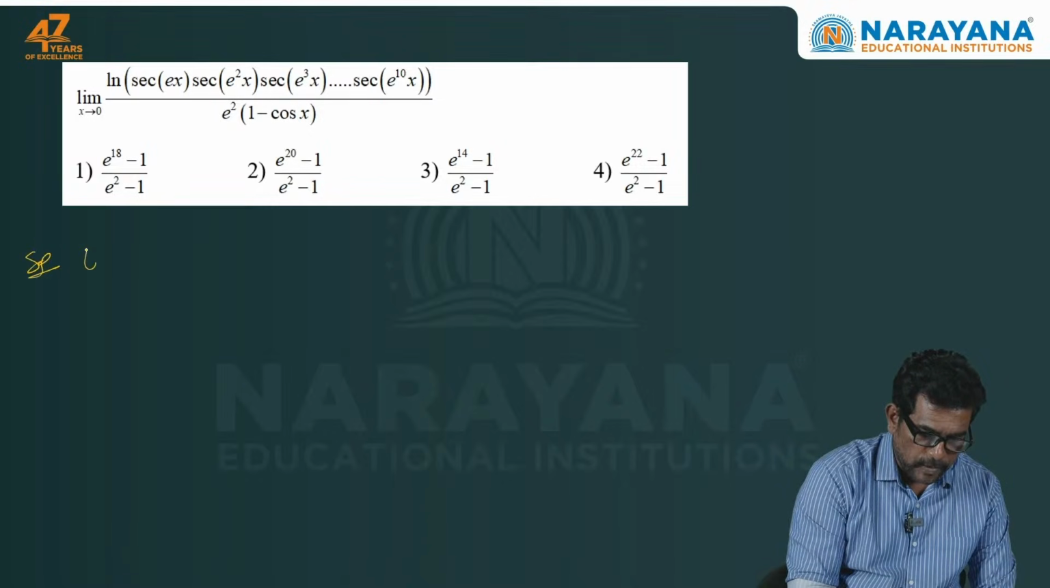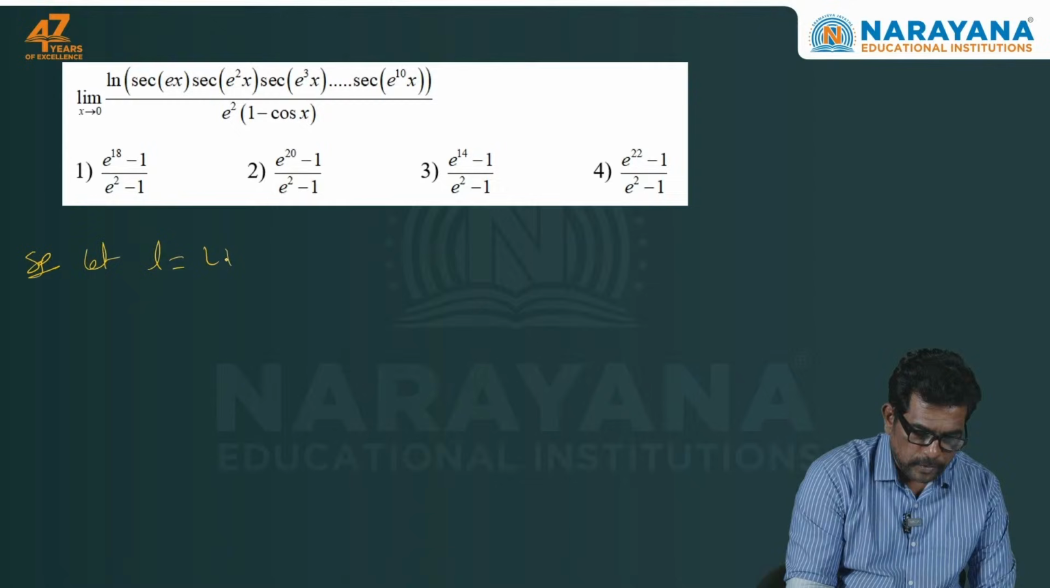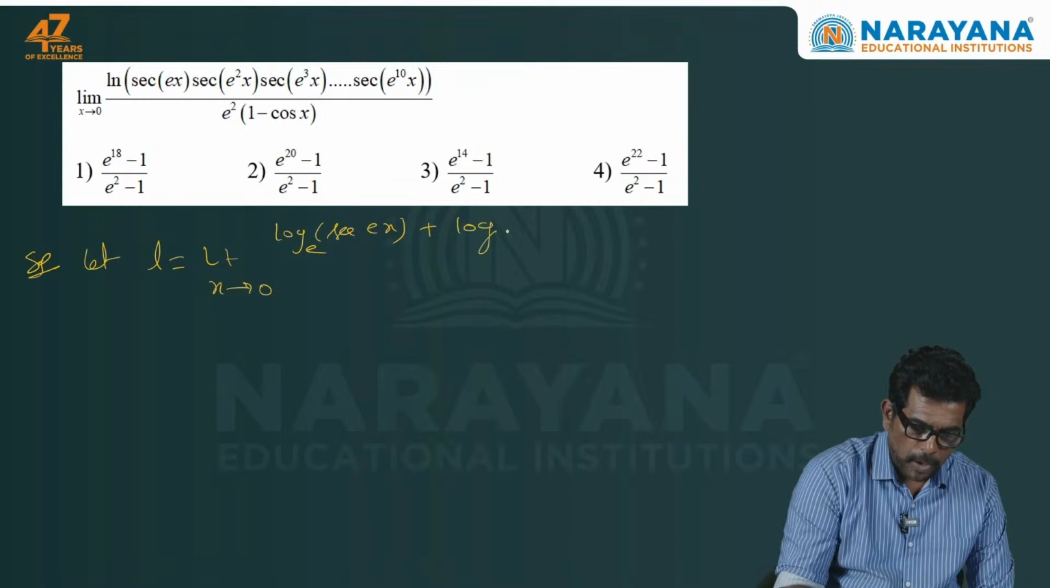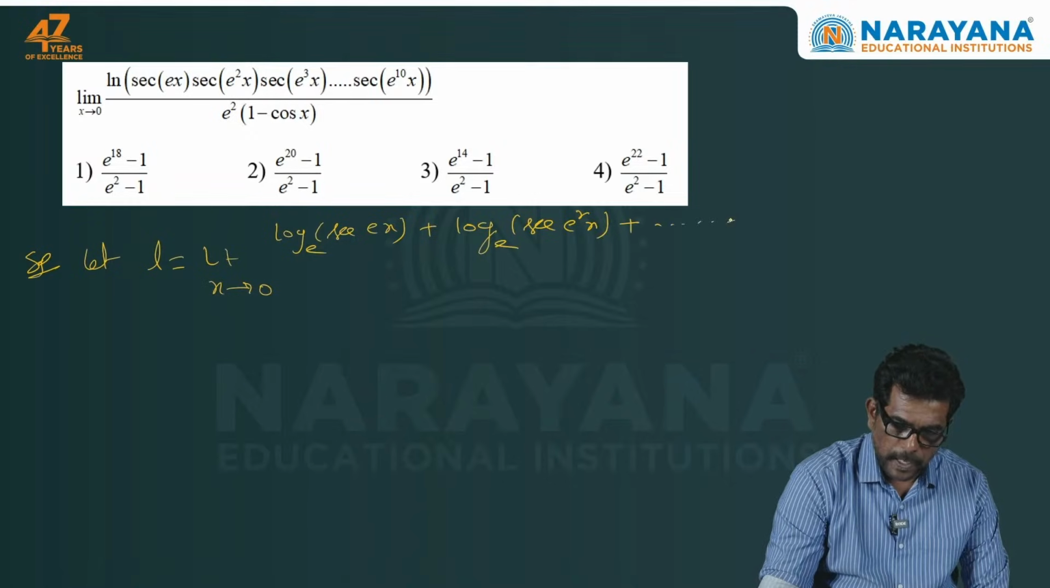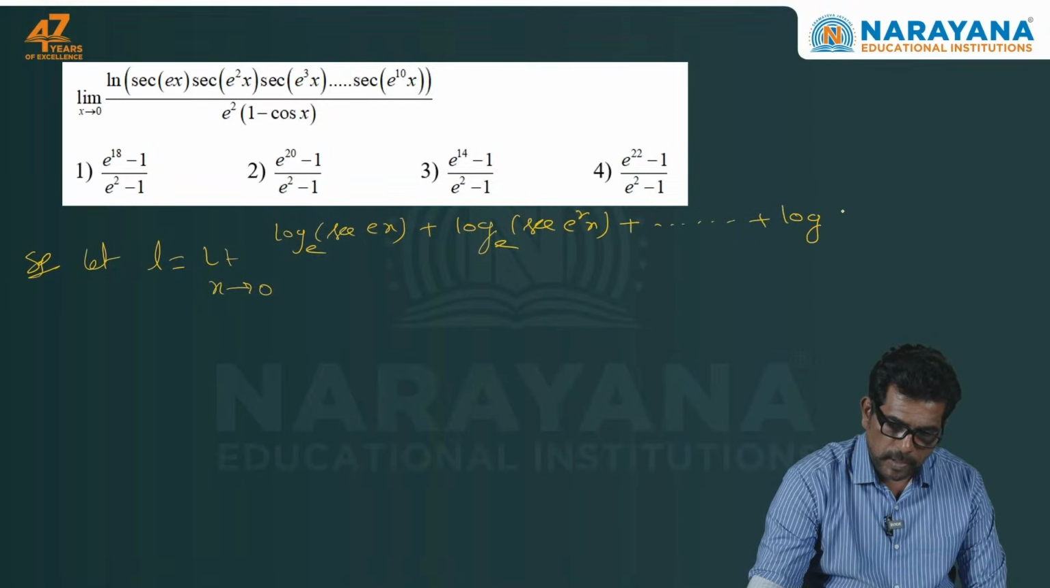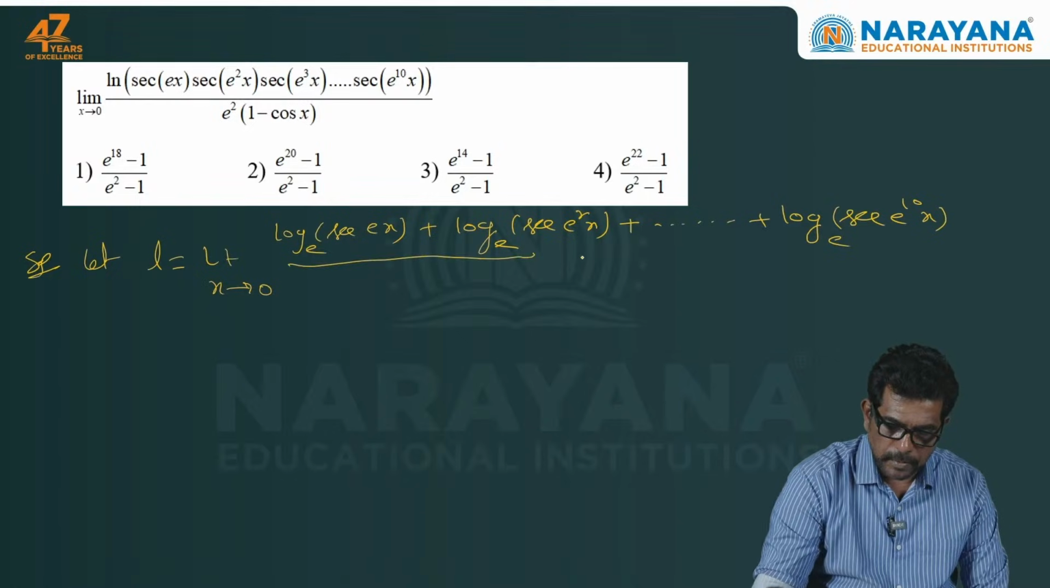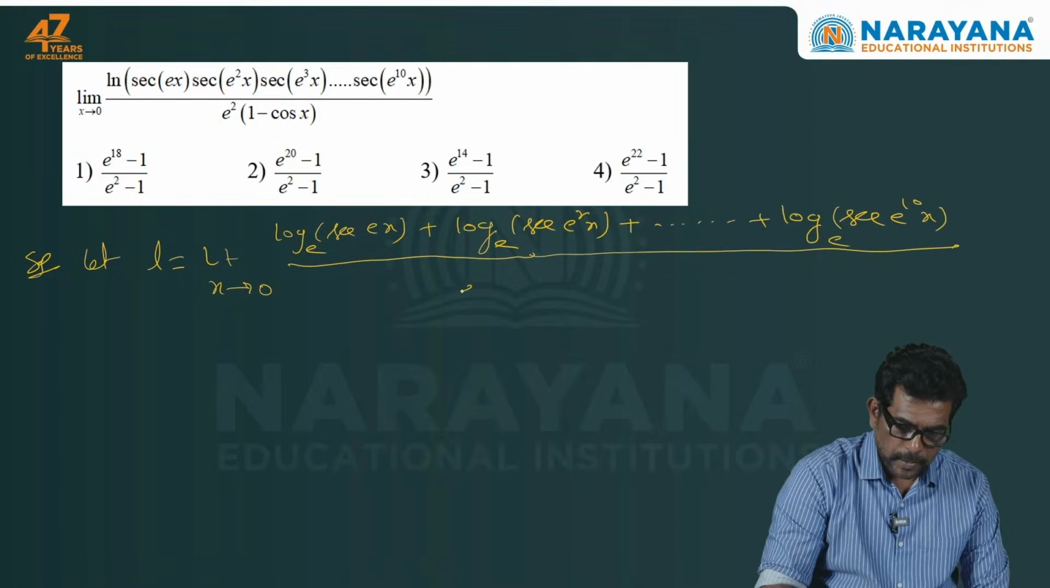for the solution, suppose the value I am taking as L. Let L is equal to limit x tends to 0, that becomes log of secant ex to the base e plus log of secant e square x to the base e plus so on, plus log of secant e to the power of 10 x to the base e, upon e square into 1 minus cos x.